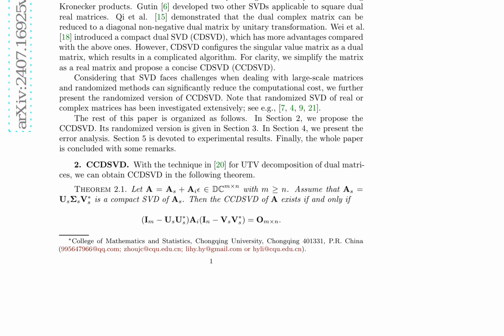The authors also propose a randomized version of CCD-SVD, which significantly reduces computational cost while maintaining similar accuracy. Theoretical properties and numerical performance of the randomized algorithm are comprehensively analyzed. The paper is structured to present the randomized CCD-SVD, error analysis, experimental results, and concluding remarks.